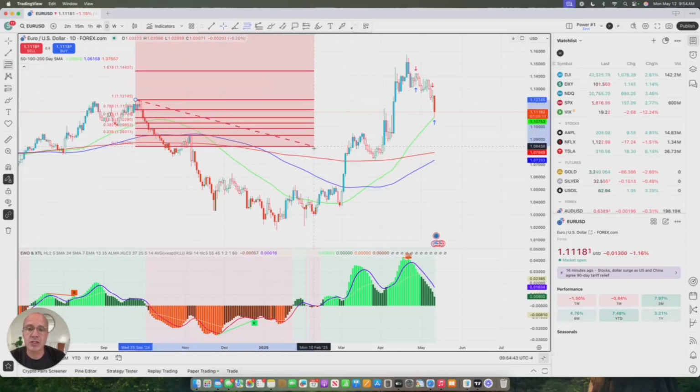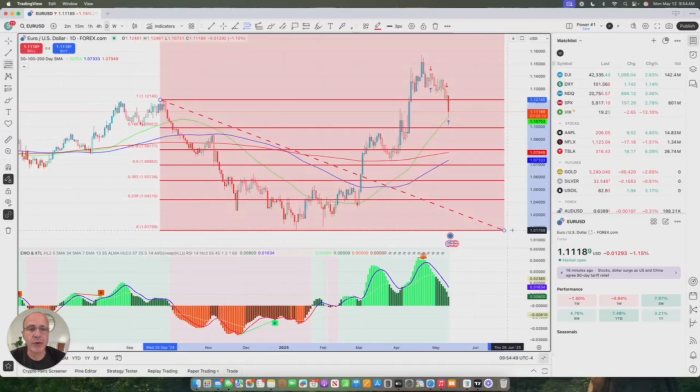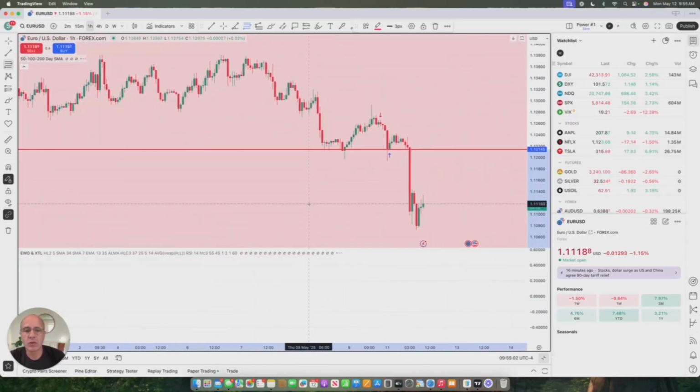So let's throw the Fibonacci right here. Know Fibonacci to know resistance and support, which is very important. Right here, we have the market hitting the 50-day moving average and rebounding from there. So let's go to a lower time frame. We go to an hour and we see what happened in an hour.